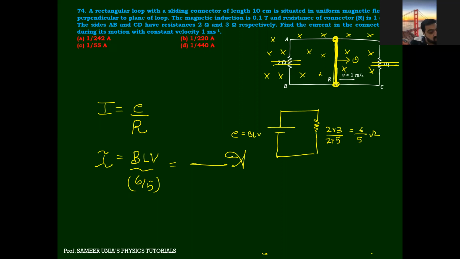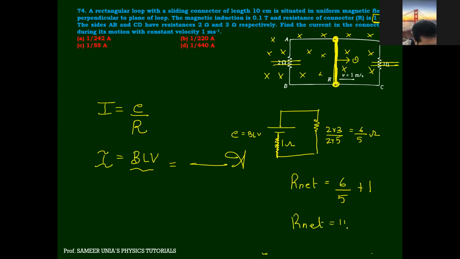Okay. One more thing is there. Can I say this connector also has a resistance of 1 ohm? So it will change a little. What will R net be equal to now? R net will be 6 by 5 plus 1. So this will become 11 by 5. That is okay. So this will be 11 by 5. Answer. Correct. This is R net.